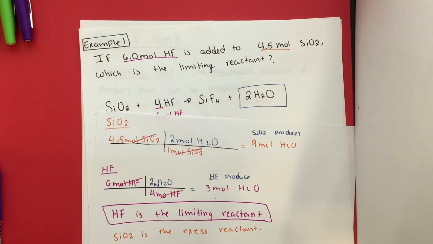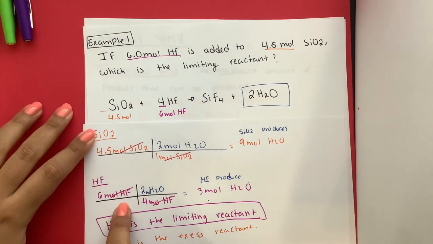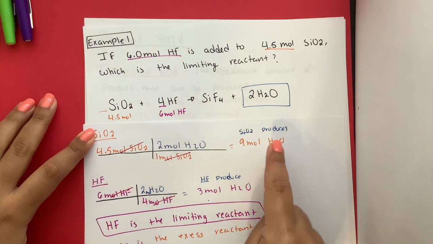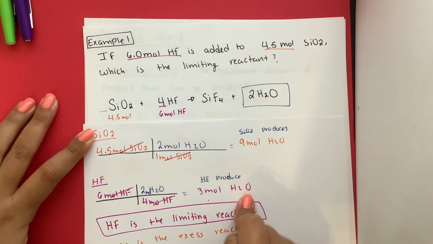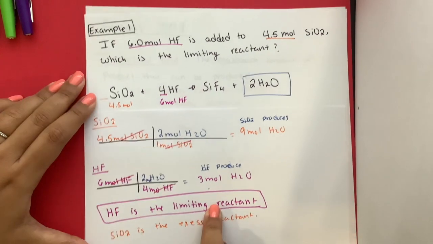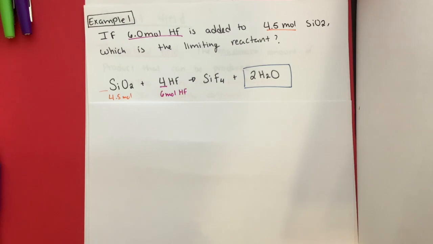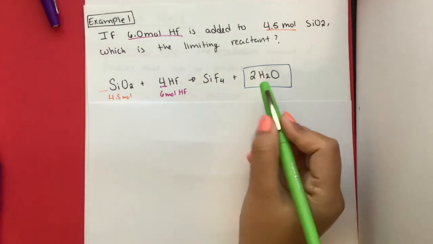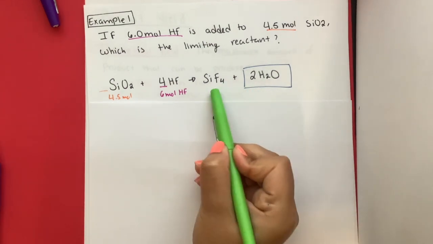Okay, and that's it. So we just have to pick one of the products and solve each reactant for that product, and just see whoever produced the least amount of product, that is the limiting. Whoever produced the most amount of product, that is the excess. That means that we're going to have leftover of them. Let me stay in this problem and do something. You get to choose which product you solve for.